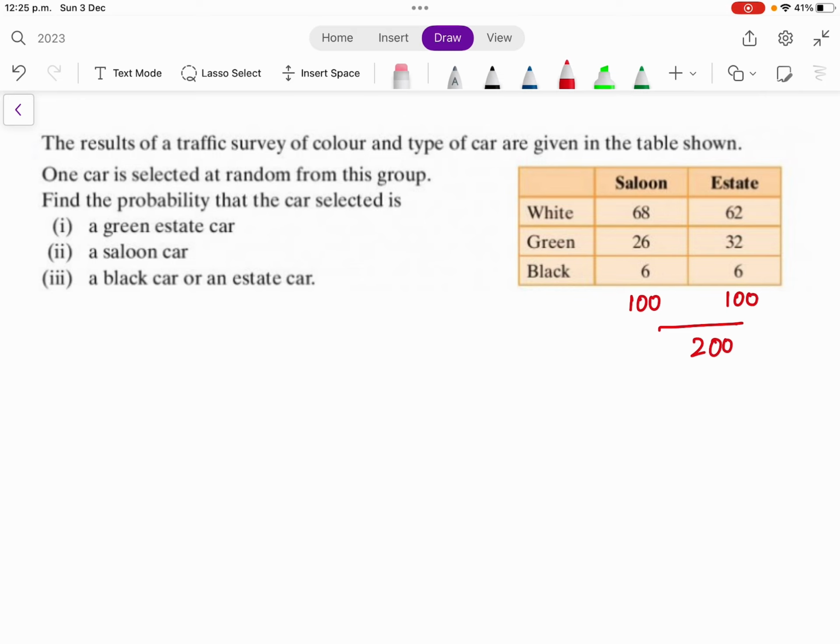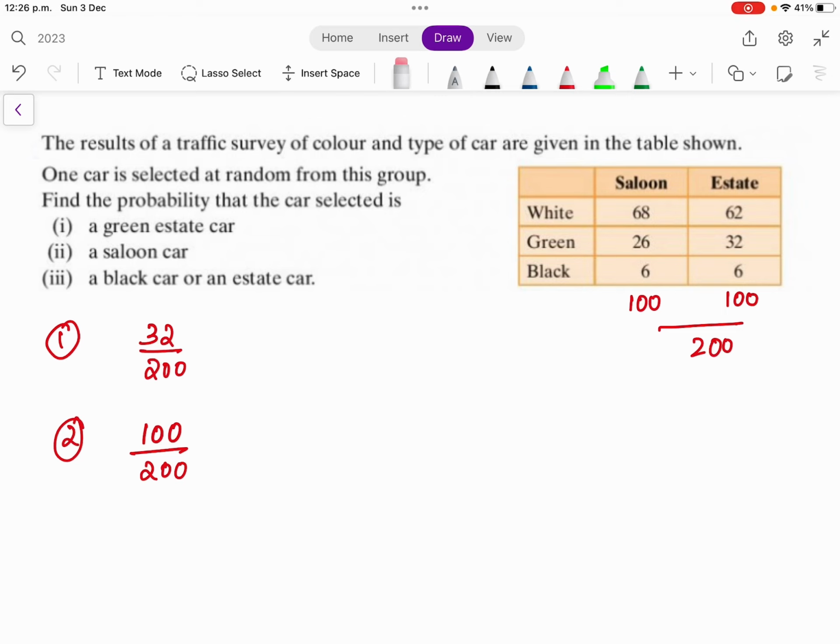Now we are going to find the probability that the car selected is a green estate car. So the green estate car is this one, so it is 32 over 200. Now going for the second one, it's a saloon car. For the saloon car the total is 100, so the probability is 100 over 200.